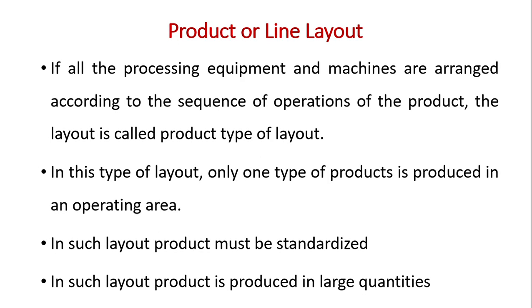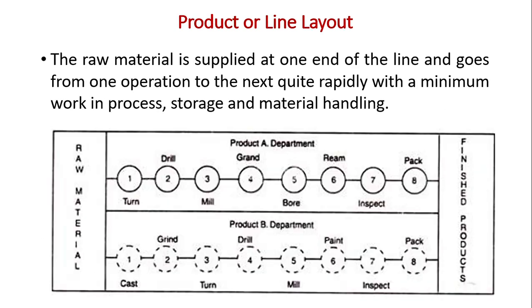Let us see first of all product or line layout. If all the processing equipment and machines are arranged according to the sequence of operation of the product, then such layout is called product type layout. In this type of layout, only one type of product is produced in a given area. In such layout, product must be standardized. In such layout, product is produced in large quantities.